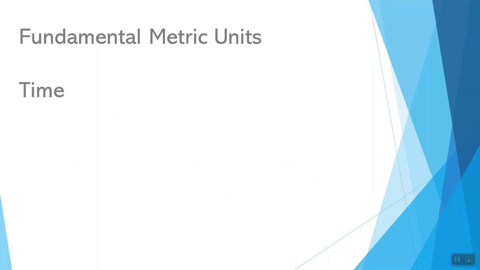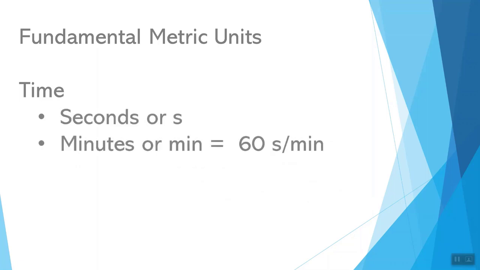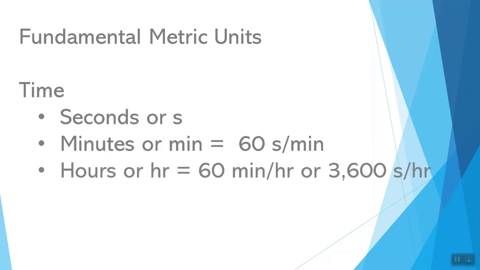Time in the metric system has a number of options, either as seconds, or there's 60 seconds to a minute. So if you have 2 minutes, it's 2 times 60. Or there is 60 minutes to an hour, or 60 seconds per minute times 60 minutes per hour gives you 3,600 seconds in an hour.